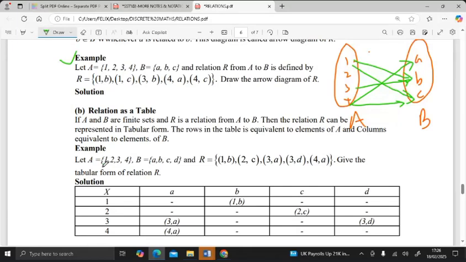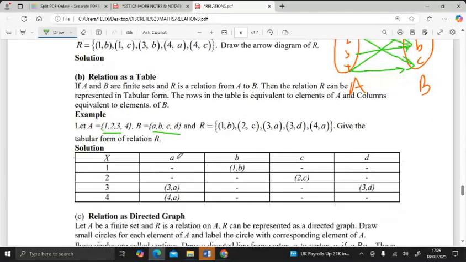That is it, in as far as the first one is concerned. Using a table, a relation is a table. Again, we have these two sets, A and B, and then 1 related to B. We see that we have a dash where 1 is not related to A. Excuse me, 1 is related to B, that is why we have that. One is not related to C, we have a dash. One is not related to D, as we can see, we have a dash.